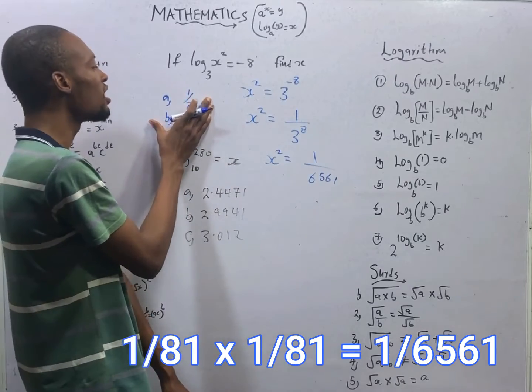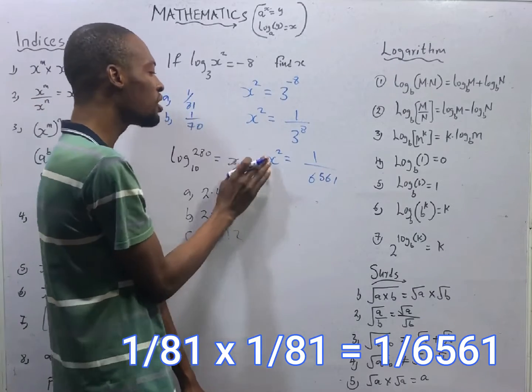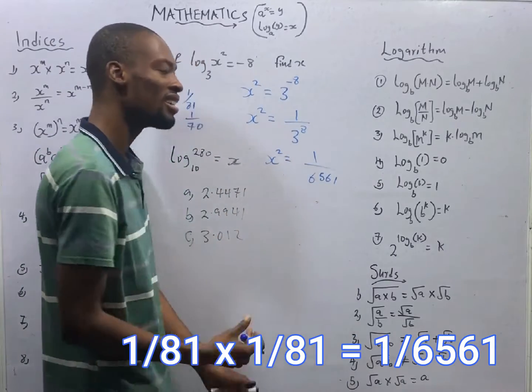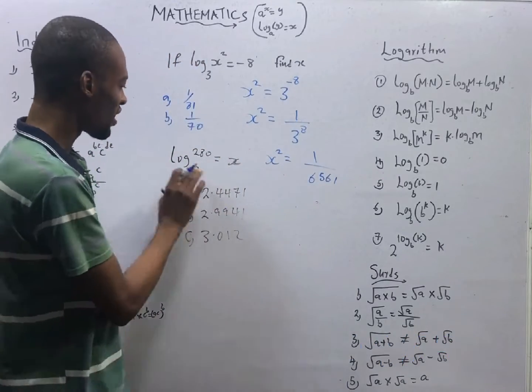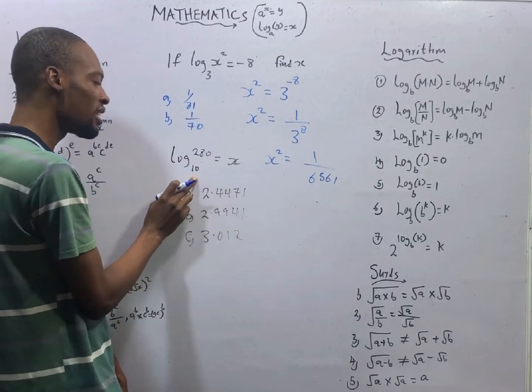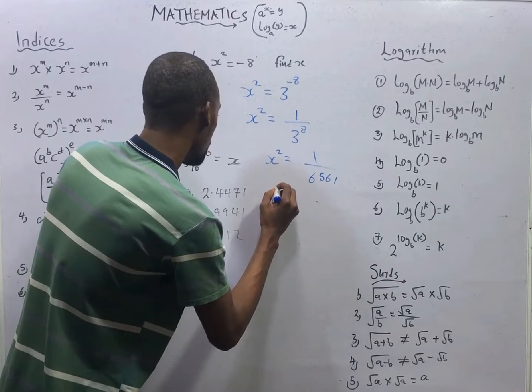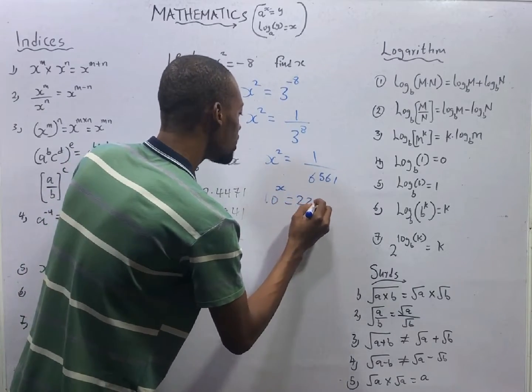You look at the options. Any of the options, you substitute the value of s and square, to give you 1 over 6561 is the correct option. Here, log 280 to base 10 is equal to s. It means that 10 raised to the power of s is equal to 280.